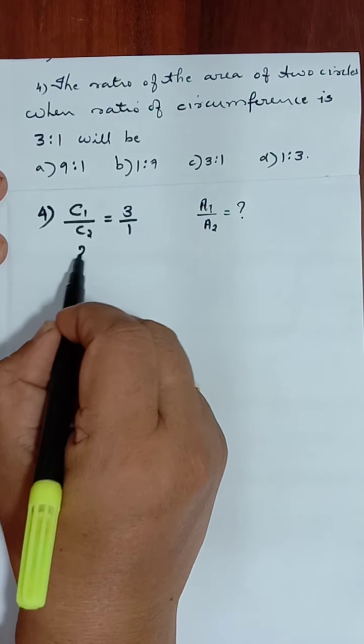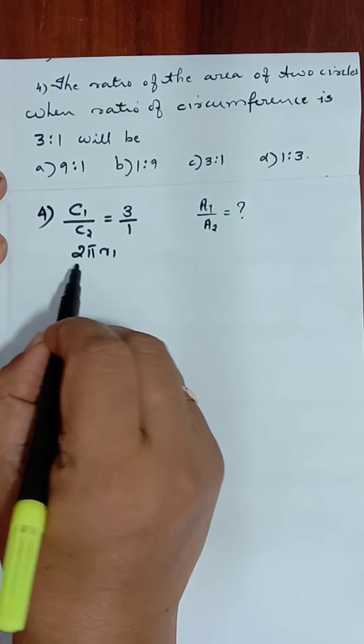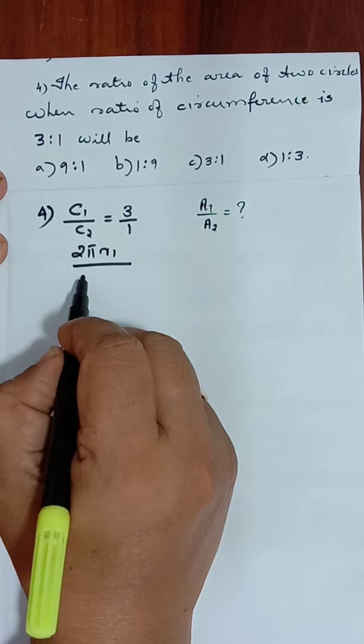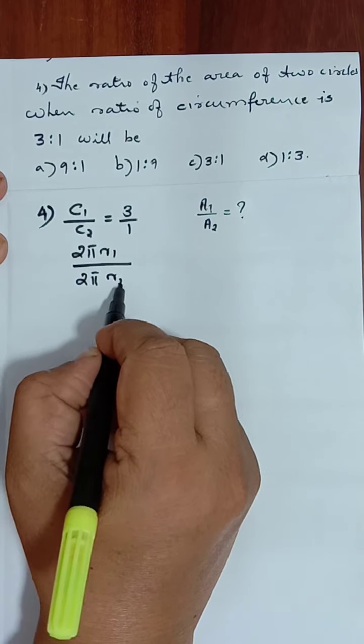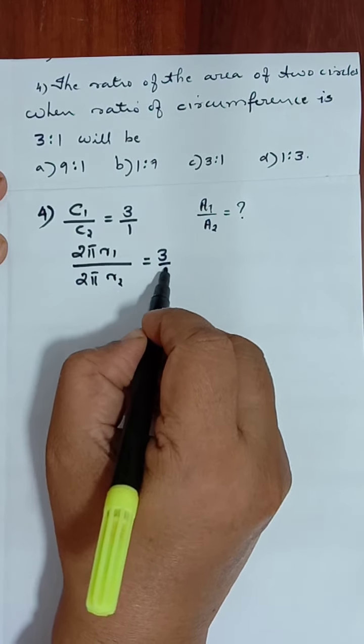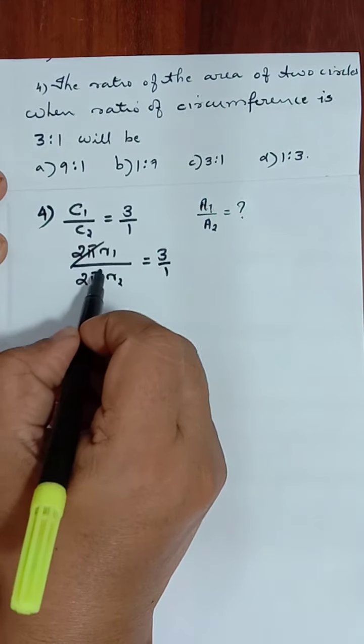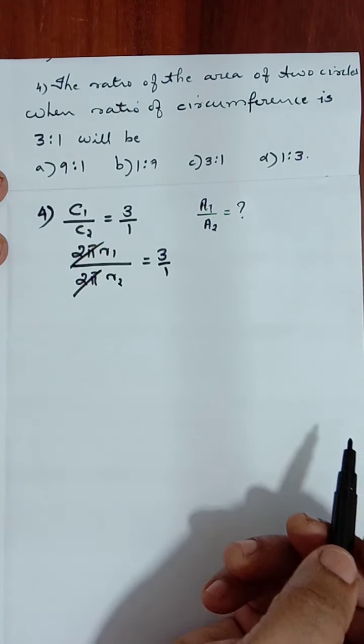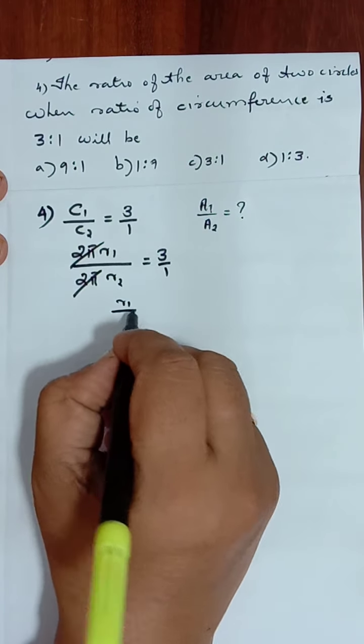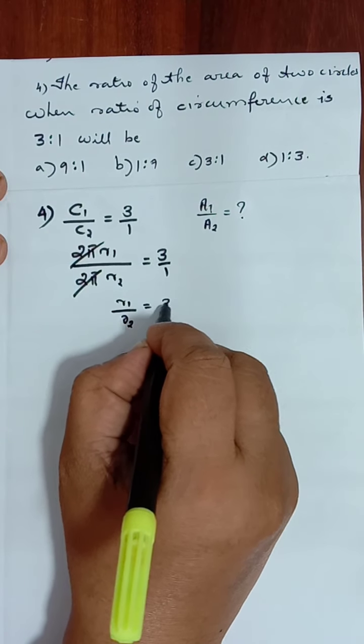So let us do that. 2 pi R1, let the radius be different for the different circles, by 2 pi R2, that is equal to 3 by 1 here. So 2 pi is the same, we can cancel. So we got R1 by R2 is equal to 3 by 1.